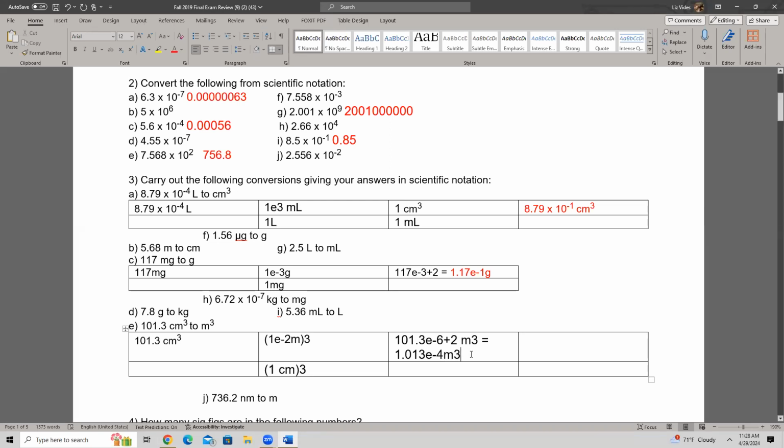I keep saying square. I have a square in the brain. I don't know why, but I do.